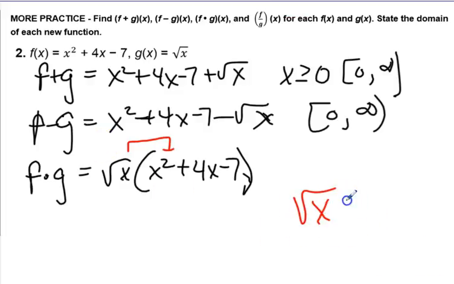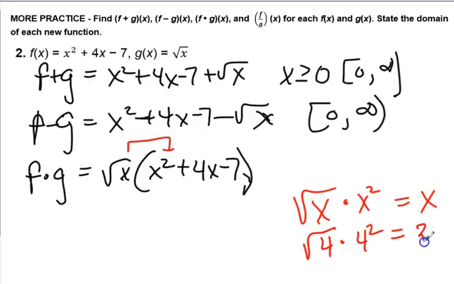Okay, so square root of x times x squared, you're saying should be x? Is that what you're thinking? Because if x is 4, if I put this square root of 4 times 4 squared, okay, square root of 4 times 4 squared would be what? 2 times 16 would be 32, yes? Is that the same as putting a 4 in here? Apparently not.